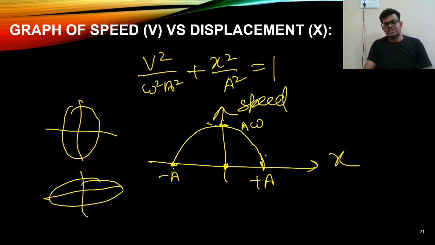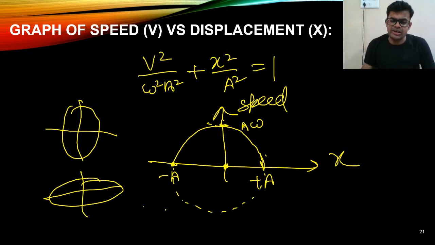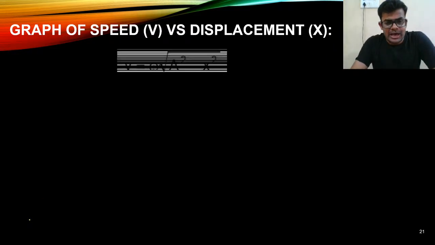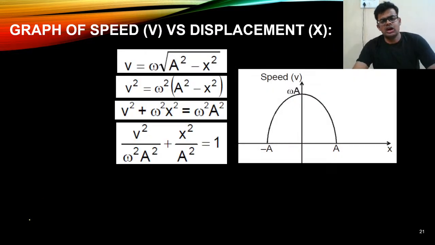So here I have drawn just half an ellipse. It can be completed also, but speed can never be negative. That's why I did not draw it at the negative velocity, negative speed axis. Are you getting it? Speed can never be negative. That's why I am not drawing it below the x-axis. So that's all. This is a simple thing I wanted to explain to you. So the curve between velocity, speed and displacement will be an ellipse. Remember this.